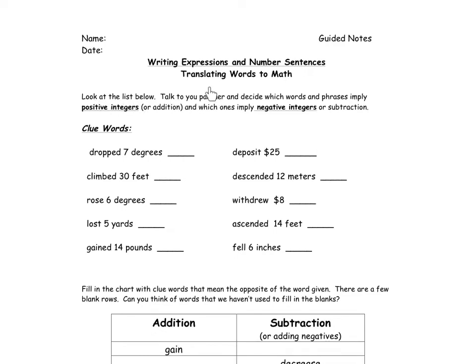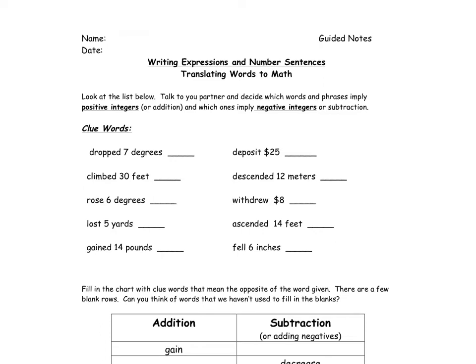And it says talk to your partner. Unfortunately, we're not going to be able to do this part at this moment, but we're going to, on our own, decide which words and phrases imply positive integers or expressions, and which words imply negative integers or subtraction. So here's a list of clue words, and I'm going to do a few with you, and I'm going to ask you to stop the video and write these on your own.